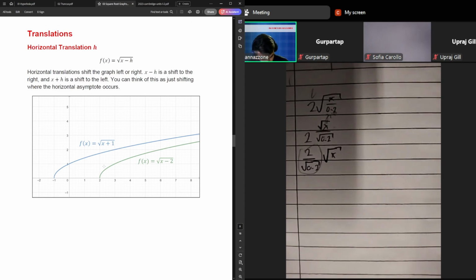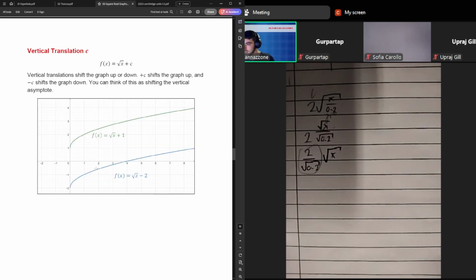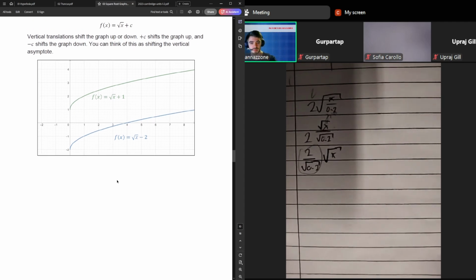Translation root. Okay. Same thing here. Vertical, you're now shifting the y coordinate of your vertex. So +1 means a y of 1, -2 means a y of 2. And then obviously these things can compound onto each other if you have multiple translations in the same thing.